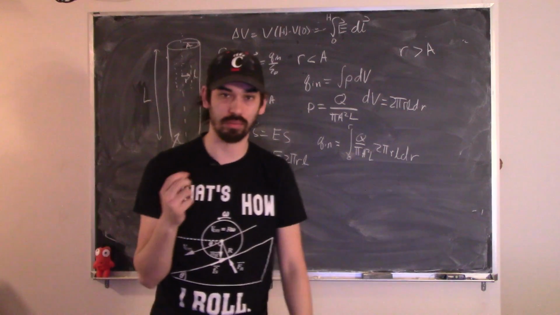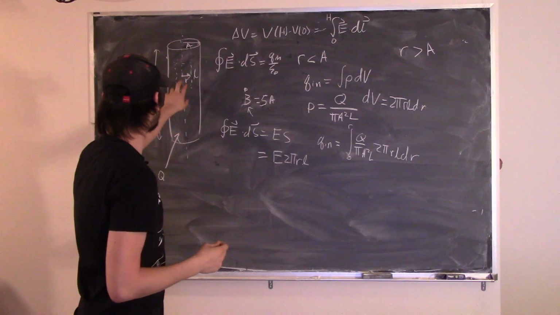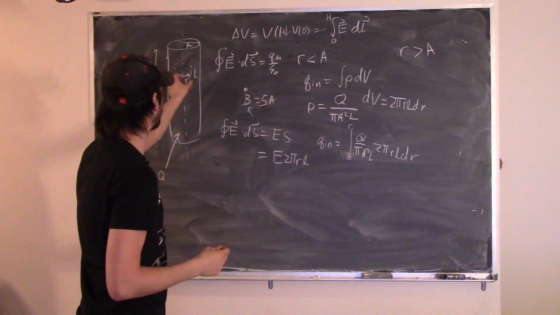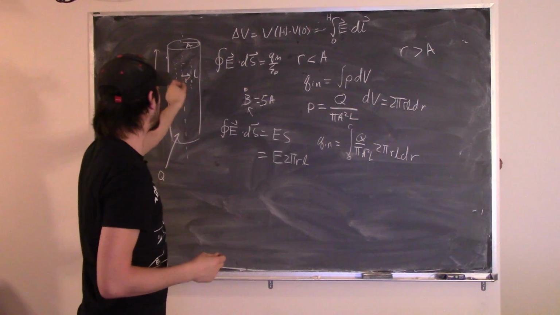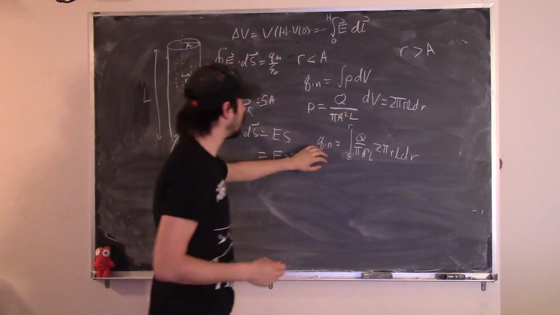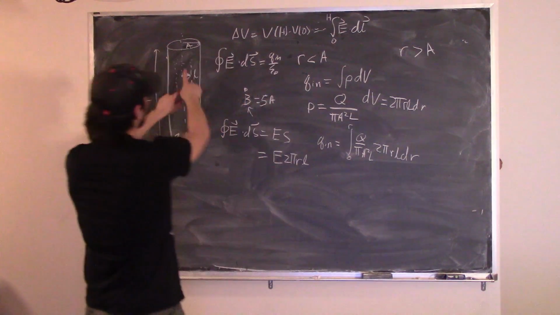Right. So this is that important point that I keep mentioning: when we're inside the conductor, and we're trying to find what Q in is, the limits of integration are going to go from whatever the lower bound is.